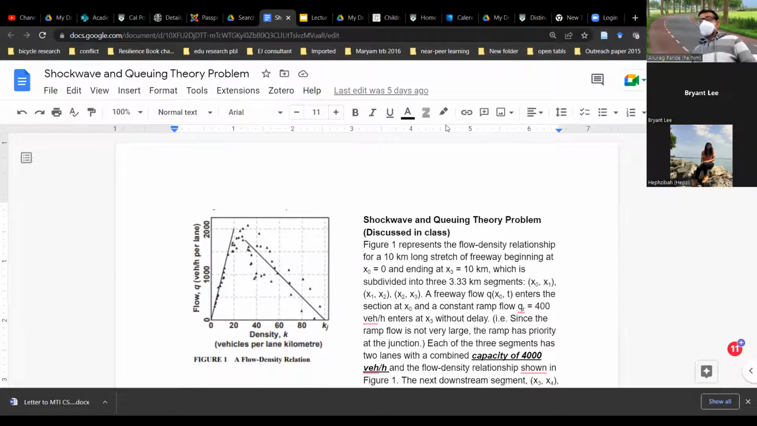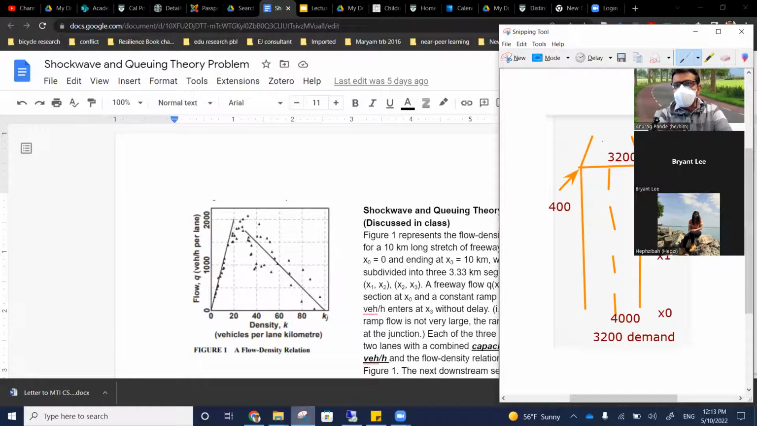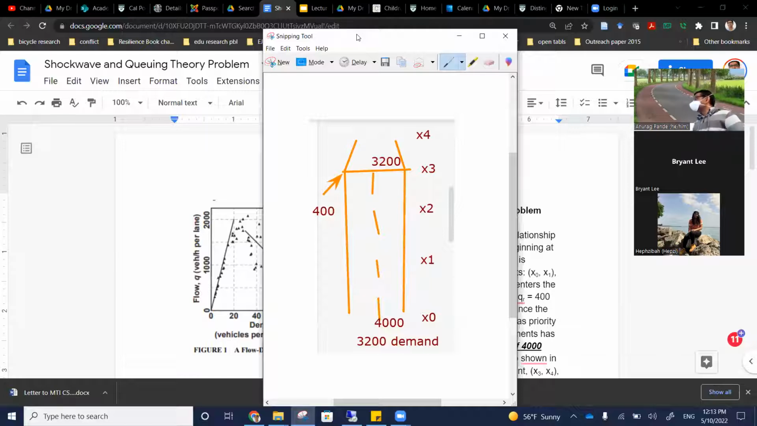This is the problem we were talking about. We have a 10-kilometer stretch of roadway, which looks something like this. X naught is where we start, and our demand is always 3,200 vehicles per hour, at least at the beginning. And the capacity, this 4,000 number, was the capacity of these two lanes.